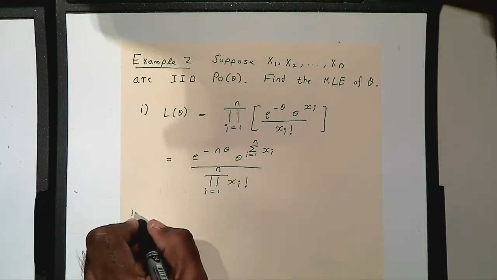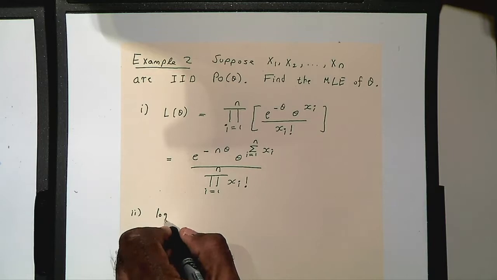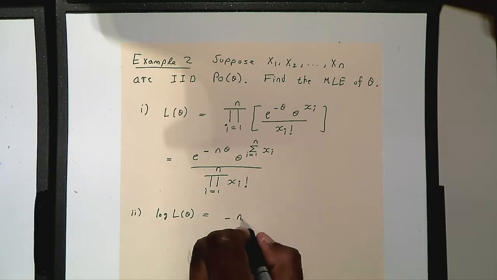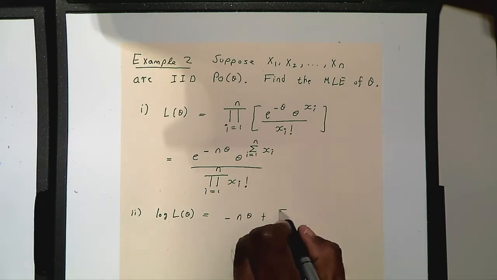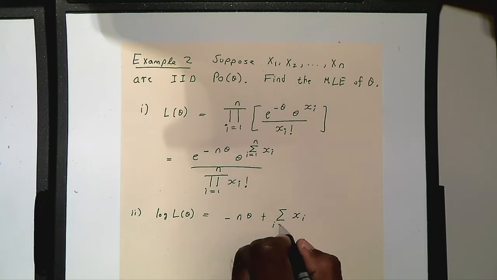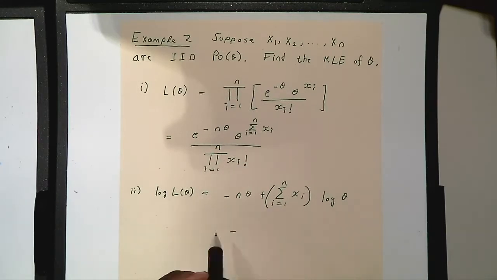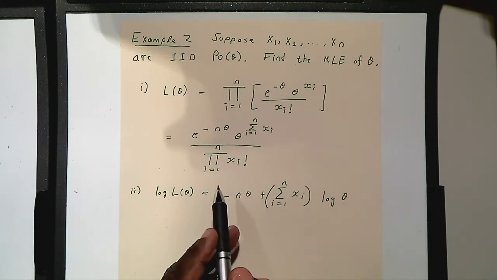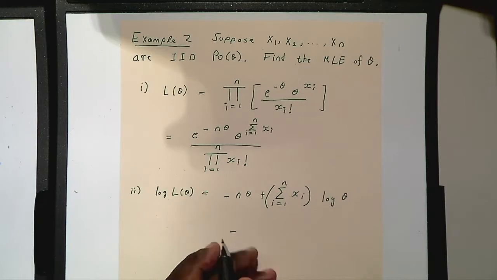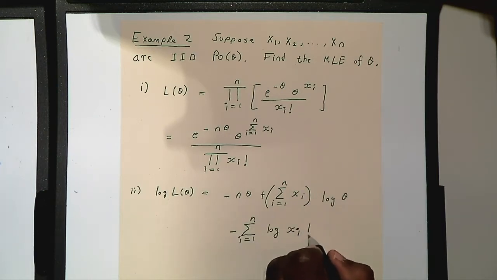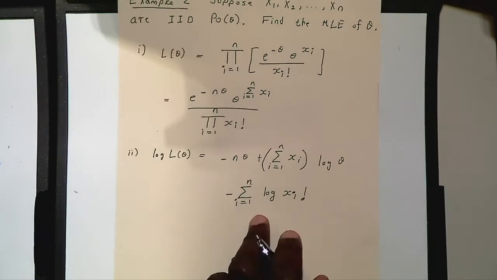So that's part 1. Part 2 is to take the log of this function, which is minus n theta, plus the log of that, and minus the log of this. Because you have taken the log of a product, it is going to become a sum of a log, right? So it will become okay, so this is the log.